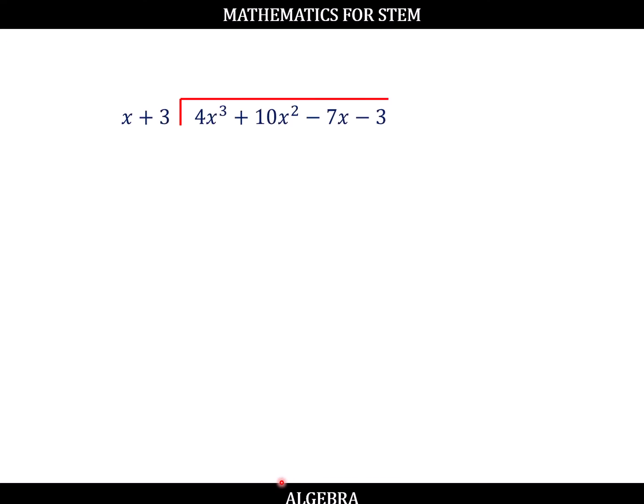So we've got 4x cubed plus 10x squared minus 7x minus 3 divided by x plus 3. What do you multiply x by to make it equal to 4x cubed? 4x squared. So we have to put a 4x squared on top.